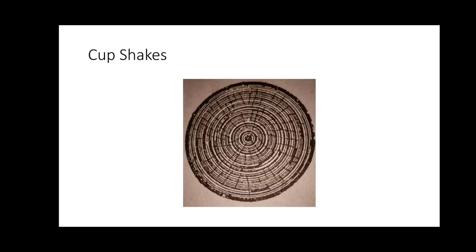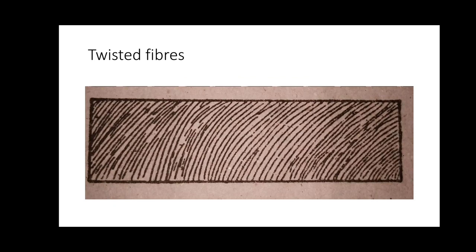Cup shakes. These are curved splits separating one annual ring from the adjacent one, either wholly or partially. These are caused by strong winds swaying the tree and by excessive frost action on the moisture present in the tree, especially while it is still young. Supply of excessive moisture by the roots or shrinkage or lightning or by freezing of frost during the ascent may also cause this effect.